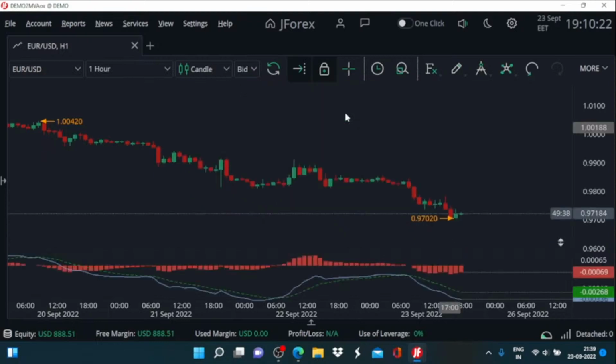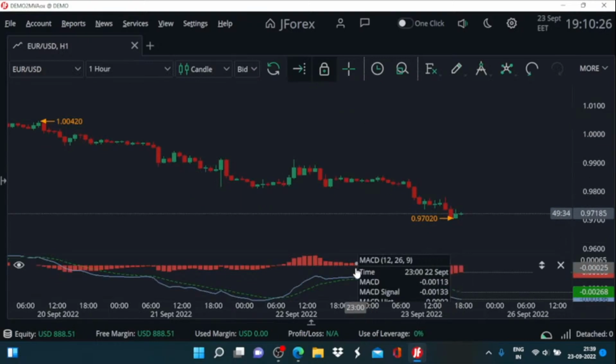So here I have plotted it with the default input parameters, as per the default setting of 12, 26, and 9. Here the 12, 26, and 9 stand for the candle periods which are going to be taken into consideration for the purpose of calculation of the MACD, signal and the MACD histogram chart.